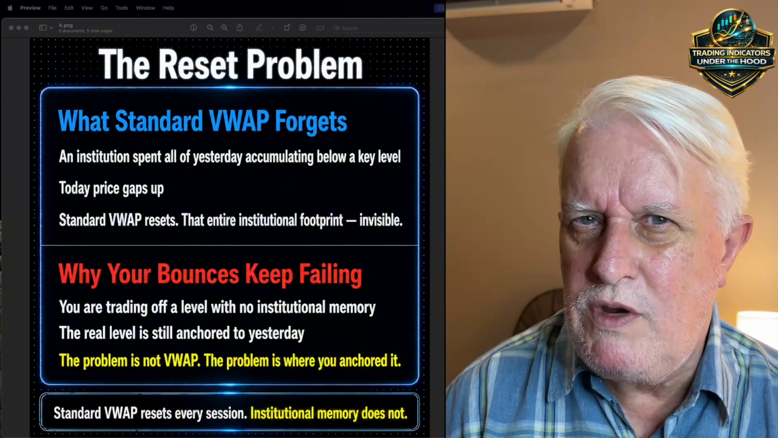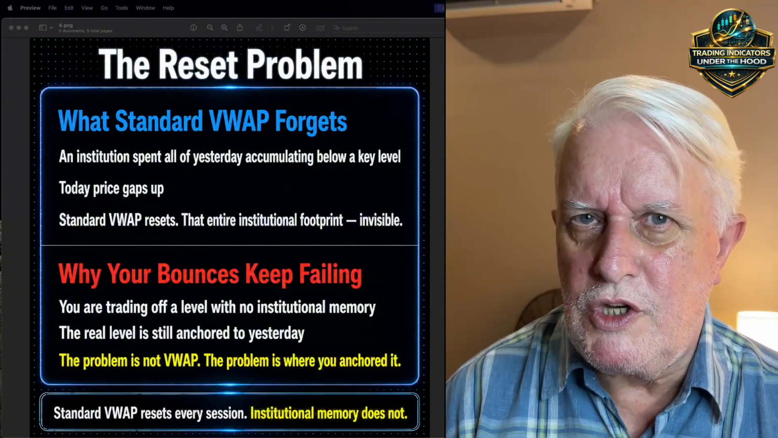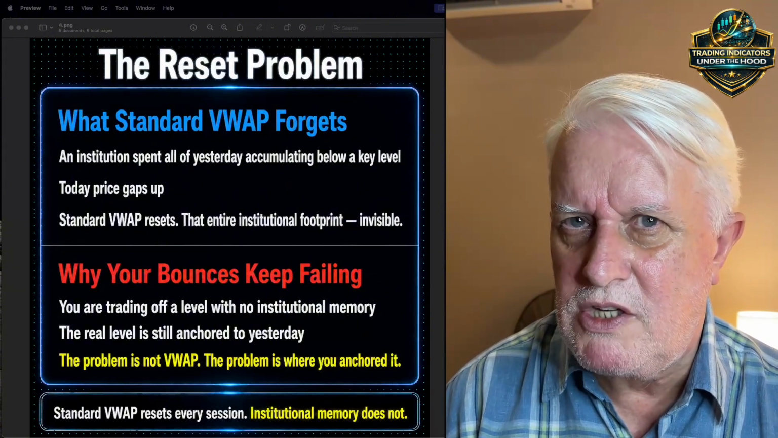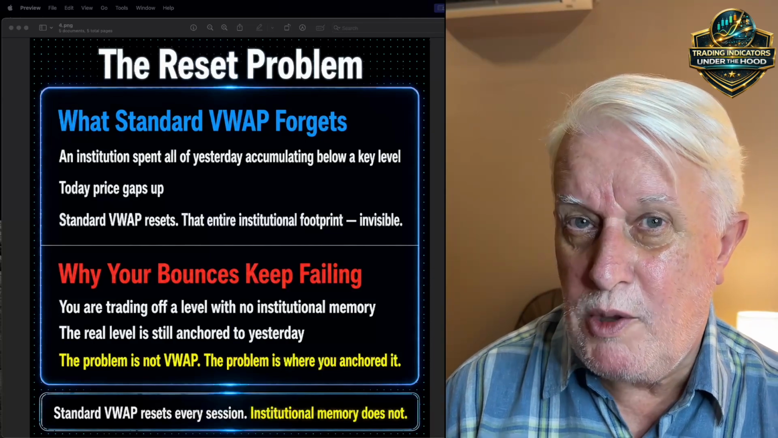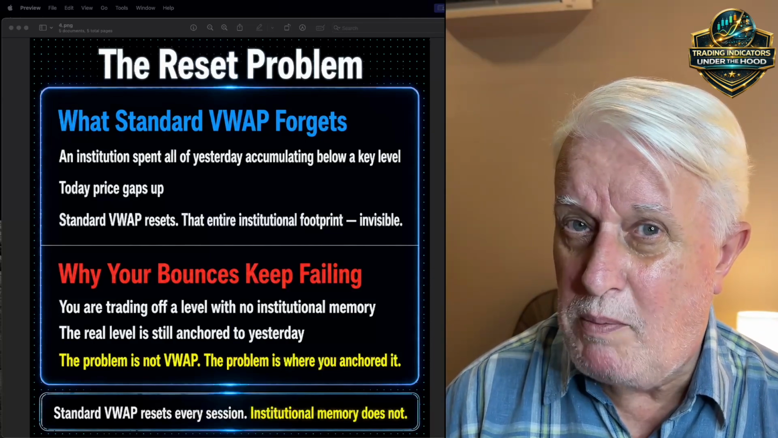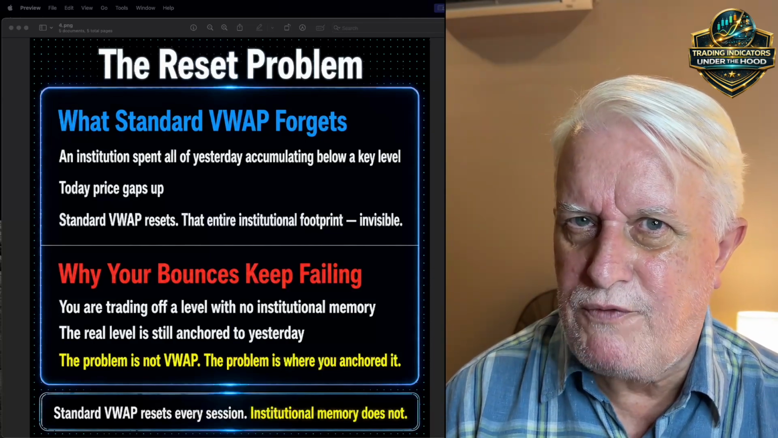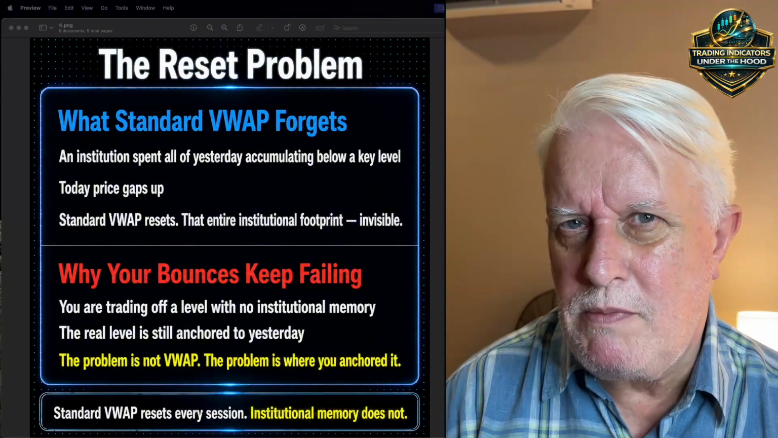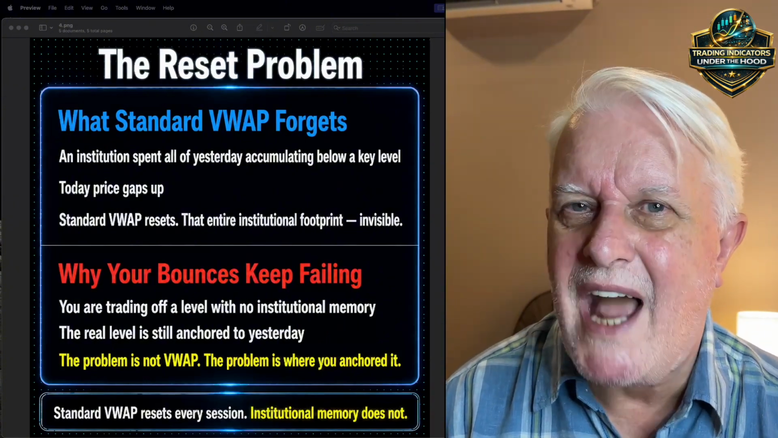Think about what that daily reset actually means. An institution spent all yesterday accumulating a position below a key level. Today, the price gaps up. Standard VWAP has no memory of that. It starts fresh, like nothing happened. The problem is not VWAP. The problem is where it's anchored to.